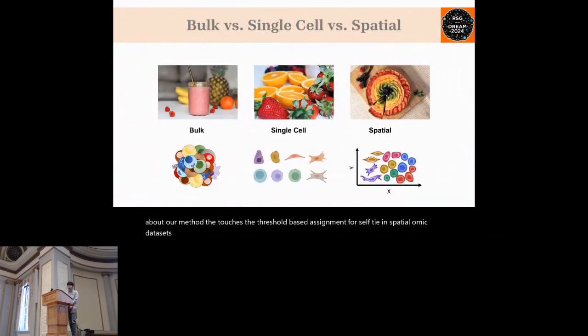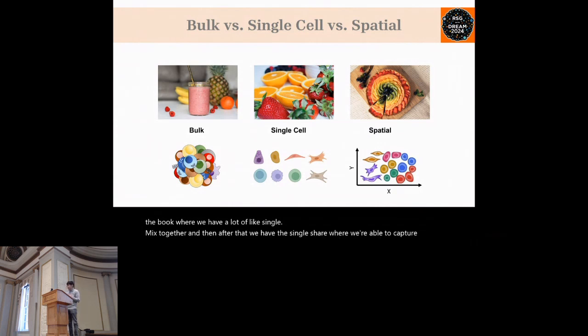As you may know, technology for omics evolved very quickly. First we have bulk, where a lot of single cells are mixed together. After that, we have single cell, where we're able to capture the individual cell. And then later technology, spatial omic data, where not only do we capture the single cell level, but we also capture the location of the single cell in the tissue.